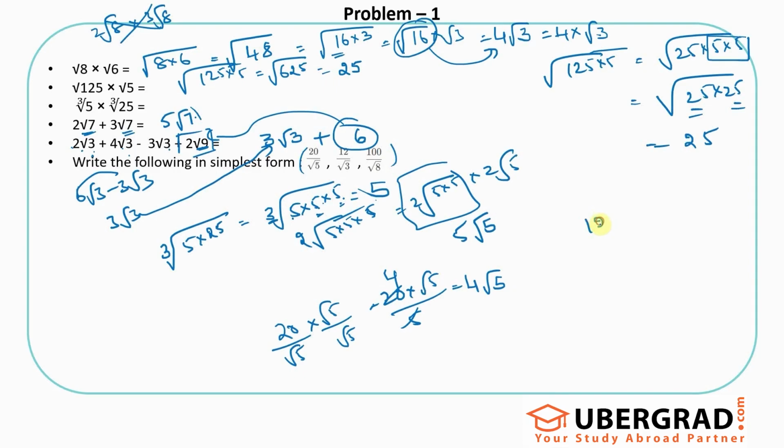And 12 by root 3 is simply multiply with root 3 by root 3. That will be 12 into root 3 by root 3 into root 3 is 3. 3 ones are 3, 3 fours are 12. That will be 4 root 3.